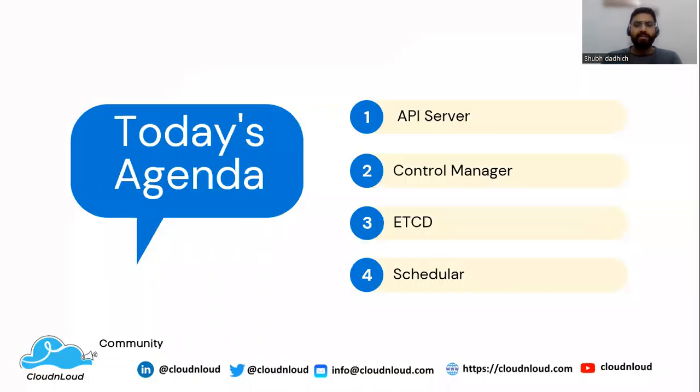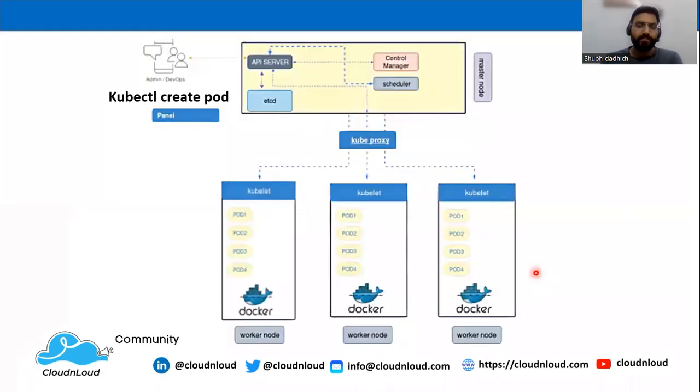So today's agenda for the video will be about the fourth component of the Kubernetes architecture, that is scheduler. So let's discuss the scheduler. The scheduler is a key component of the cluster that is responsible for scheduling and allocating workloads to available nodes in the cluster. It ensures efficient utilization of resources and helps ensure that workloads run smoothly in a Kubernetes environment.